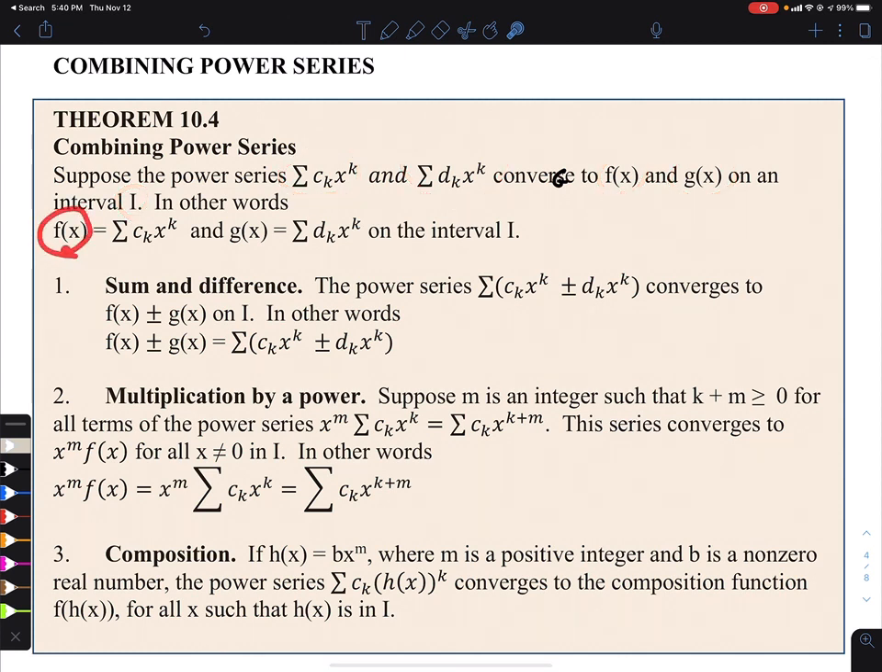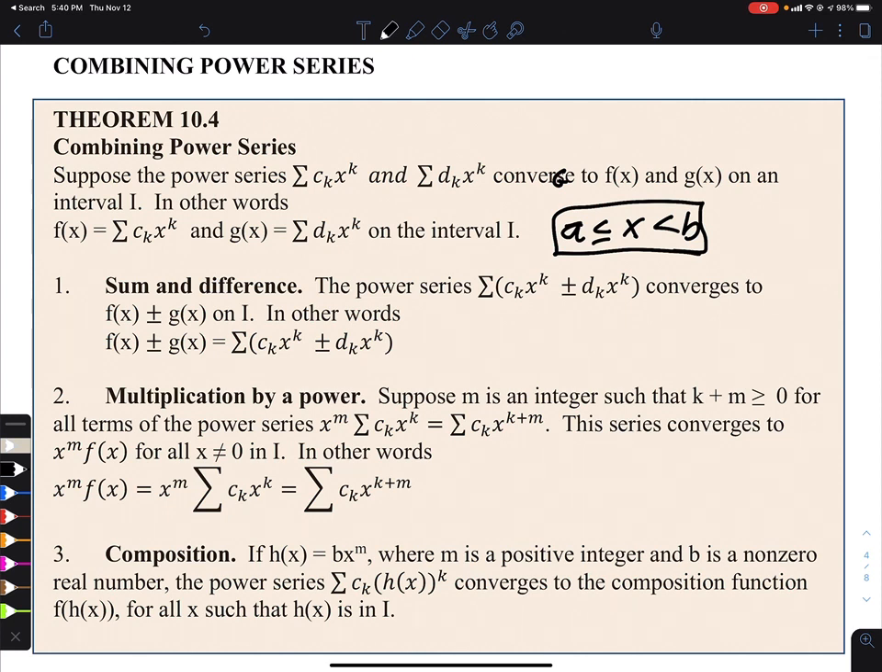F of x is represented by this power series, and g of x is represented by this power series, both on the interval I. So I is just from some x to some x. So I could be something like this, from A to B, just some interval. Could be closed, could be open and closed, but some interval. You have a power series that represents two functions.